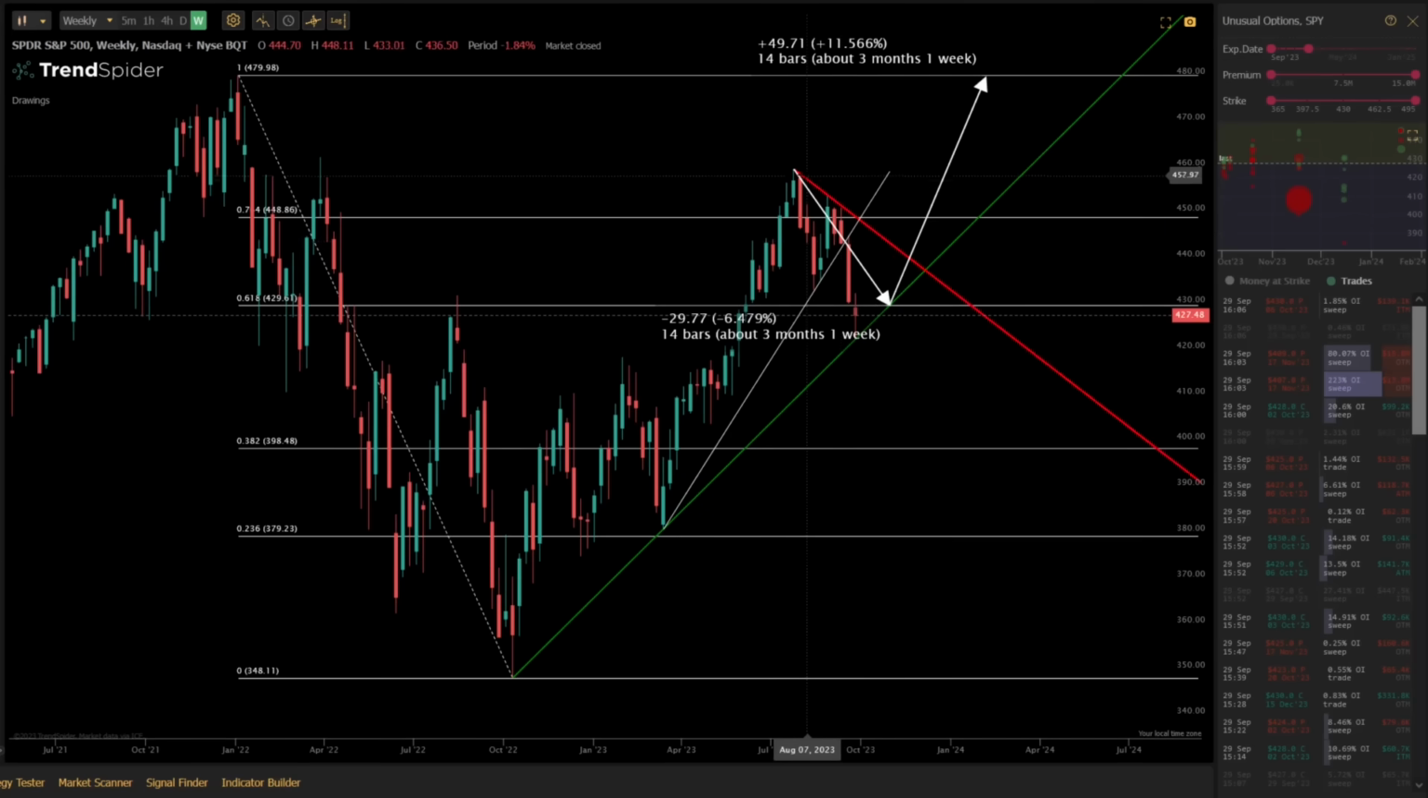So even though we broke down through 430, that's because we got there faster than I expected, and I did mention if we got there faster than I expected, we would need to hold that support trend line, and so far that's exactly what we've done.